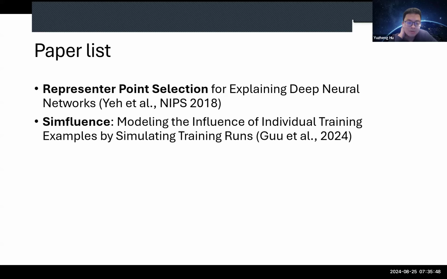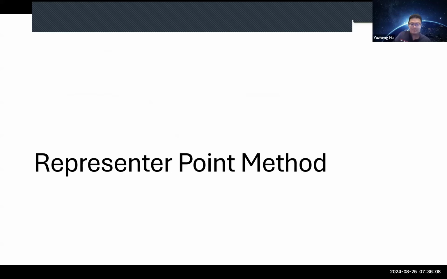I wouldn't call it an algorithm, but rather a general framework, which is capable of doing something stronger than those traditional, say, inference-based attribution methods, which provide single scores to each sample. So let's get started. So, the representative point method.